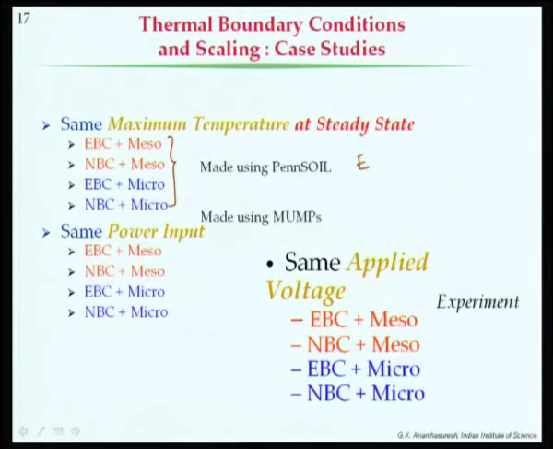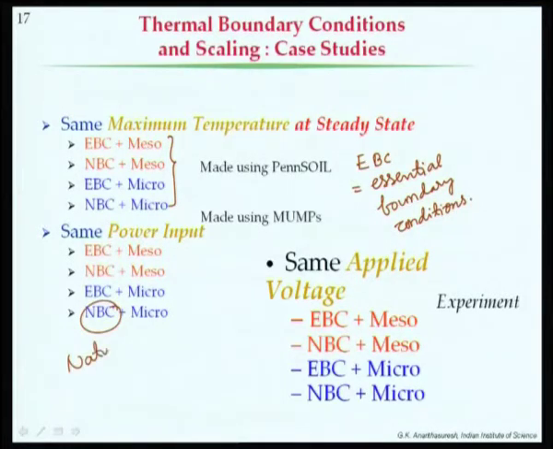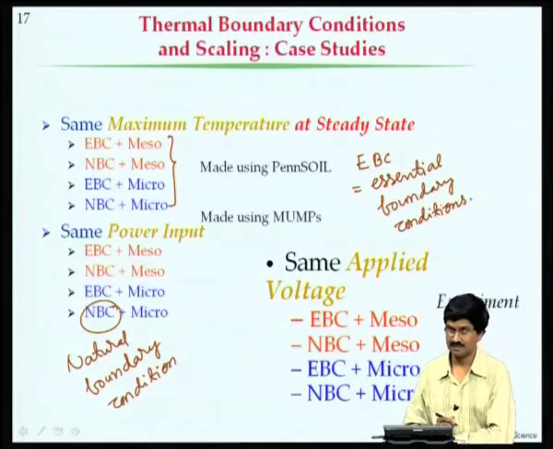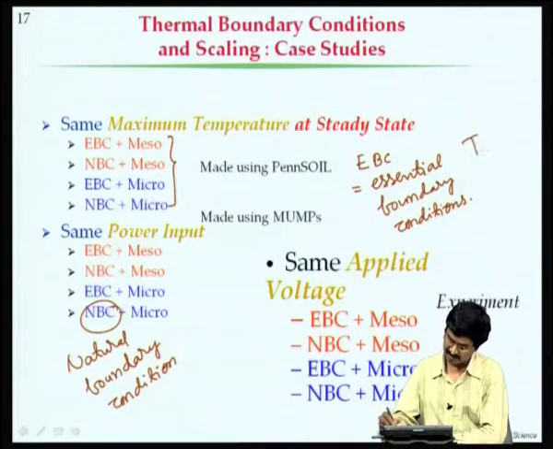EBC here stands for essential boundary conditions, and NBC here stands for natural boundary condition. Essential means temperature is specified or fixed at the boundary.